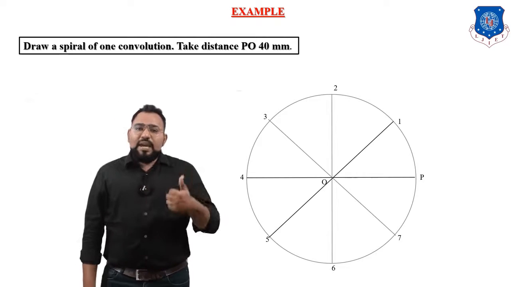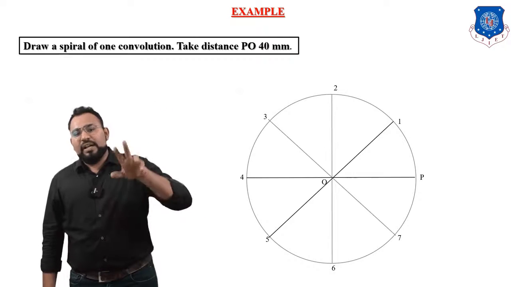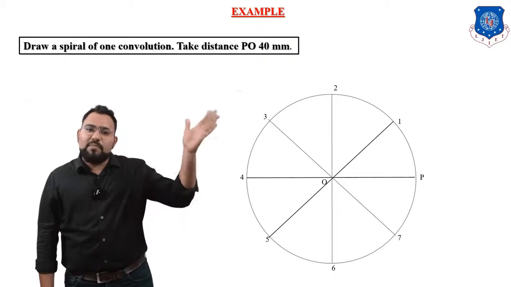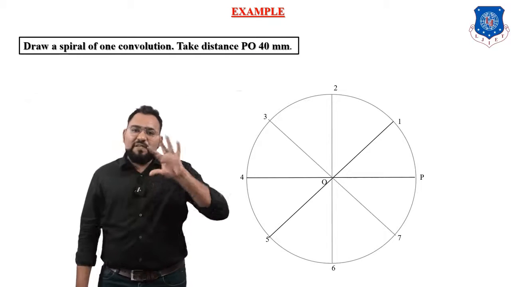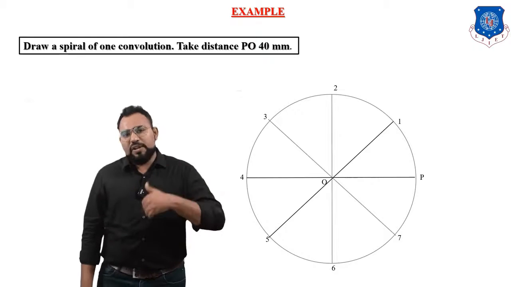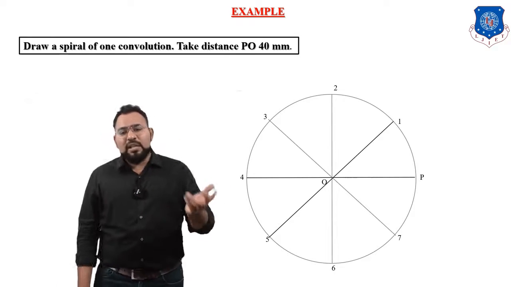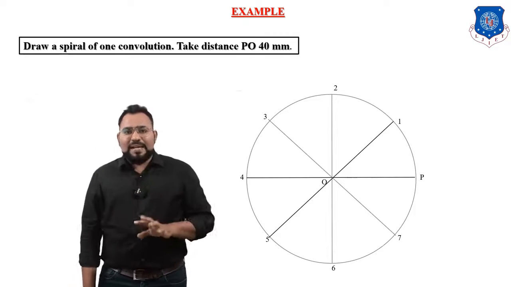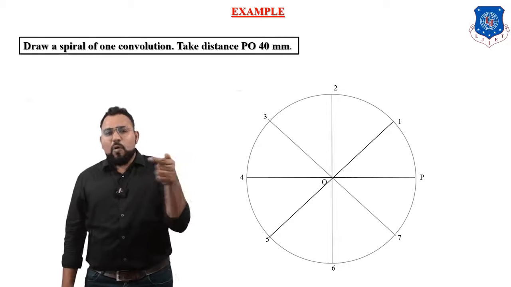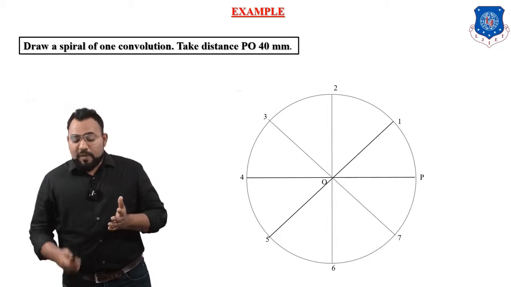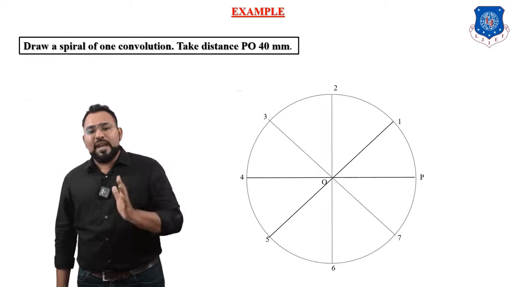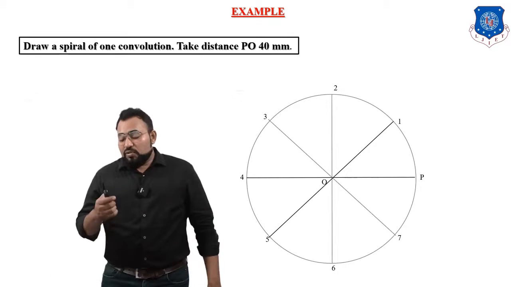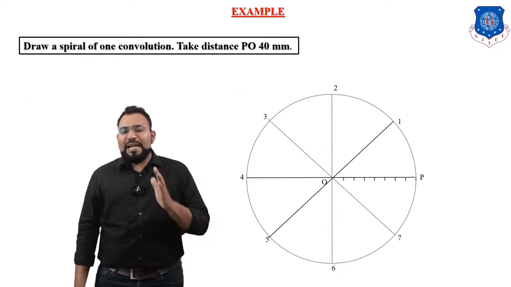Now here is the rule. If you divide the circle into n number of parts, then you also have to divide the line OP into that same number of parts. Here I have divided the whole circle into 8 equal parts. That means I have to divide the line OP also into 8 equal parts. We know that line OP is 40 mm, so I have to divide this 40 mm line into 8 equal parts, 5 mm each. So let us divide the line OP into 8 equal parts and give numbering.